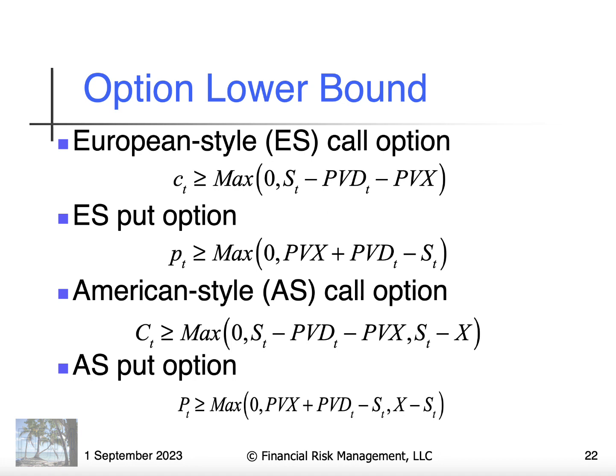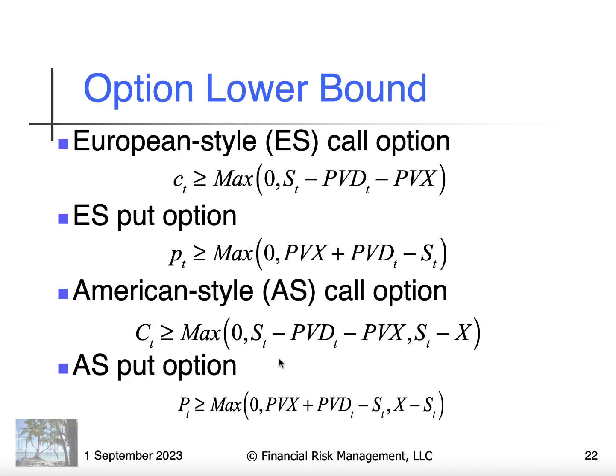So what are some of the boundary conditions? The European style lower bound, the call price has got to be greater than or equal to zero, or the stock price minus the present value of the dividends minus the present value of the strike price. The European style put is similar, except in this case it is the maximum of 0 or the present value of the strike plus the present value of the dividend minus the stock price. And so if you'll notice, there's a sign change here. For American style call options, we have 3 conditions. We have the intrinsic value, that is S minus X.